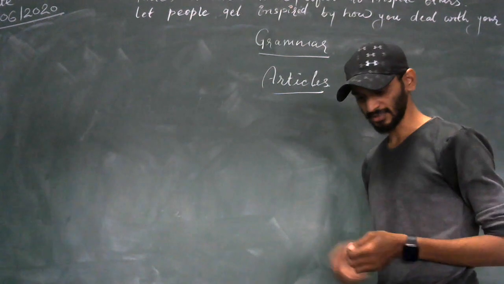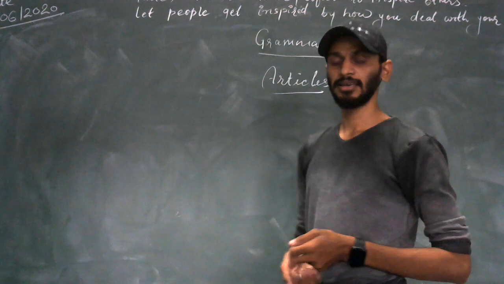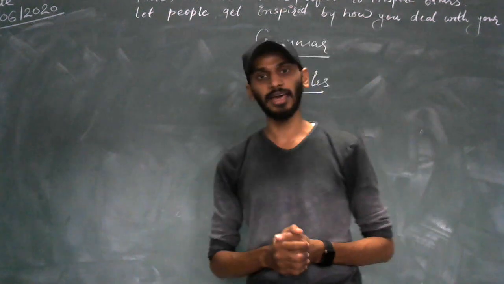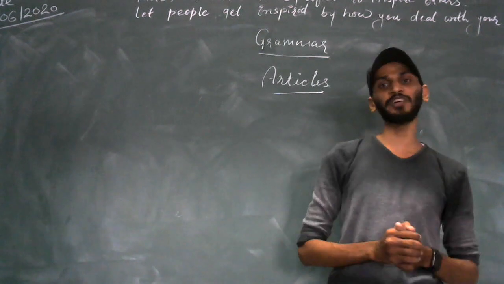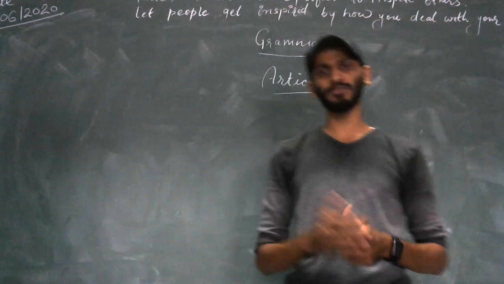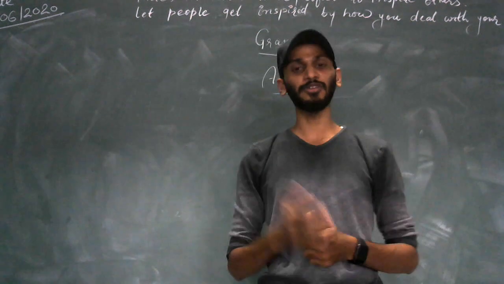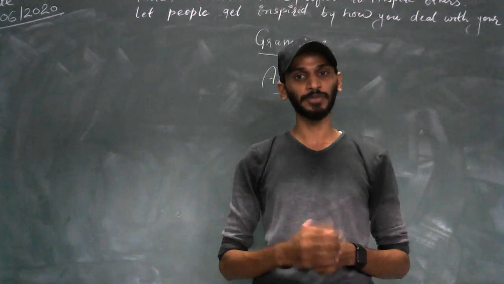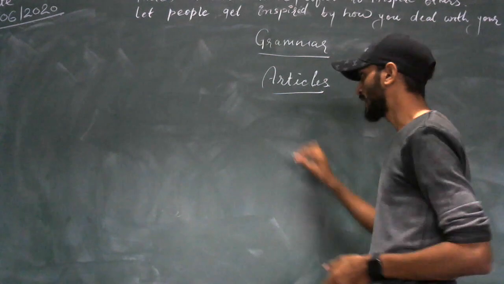So let us see, there are two types of articles. One is definite article and the other is indefinite article. Now, do you know what is definite article and what is indefinite article? Obviously, you might have learnt in the previous classes also, and some of you might not know. So let me tell you, those who don't know, let me tell you.